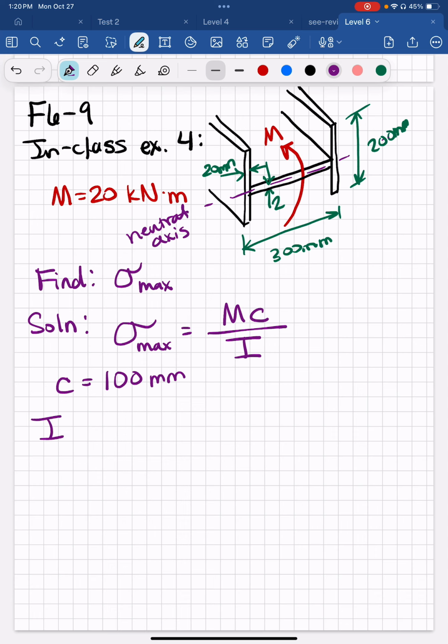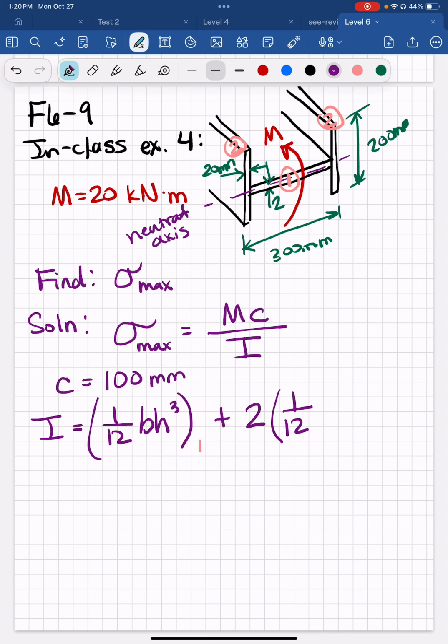So I equals 1/12 base times height cubed for a rectangle. We're basically dividing this into different pieces. I'm going to call this bottom part here 1, and these two sides 2. So that is for part 1, plus 2 times, because we have the two sides and they're the same, 1/12 base times height cubed of the second pieces.